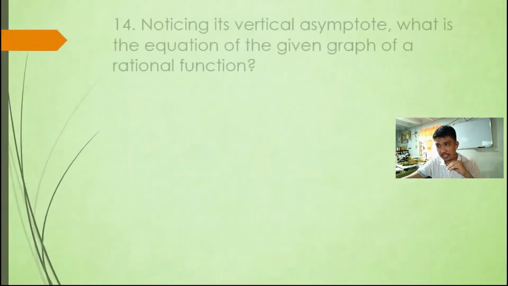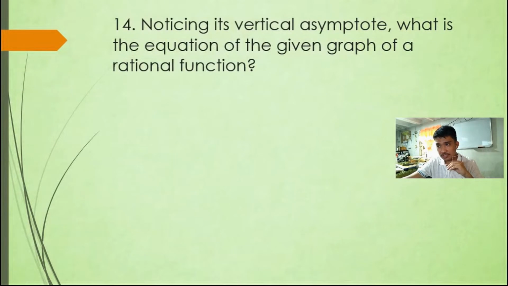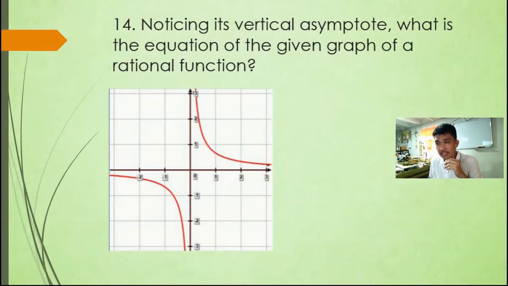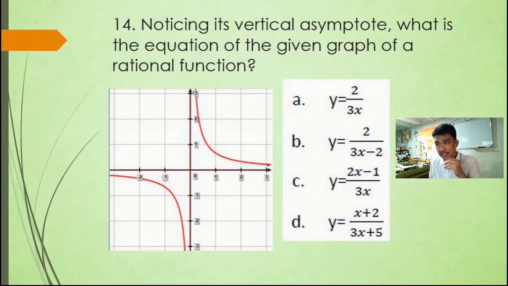Noticing its vertical asymptote, what is the equation of the given graph of a rational function? Letter A, y is equal to 2 over 3x. Letter B, y is equal to 2 over 3x minus 2. Letter C, y is equal to 2x minus 1 over 3x. Or letter D, y is equal to x plus 2 over 3x plus 5. Now the answer is letter A.